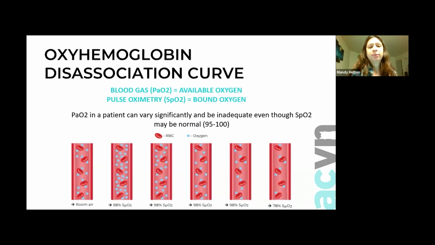We'll talk about affinity in a second, but it's also important to know that hemoglobin can also bind things like carbon monoxide. It can bind cyanide. It can turn into methemoglobin. Those things are going to read out 100% SpO2 because your hemoglobin's bound. It just isn't bound necessarily with oxygen. And methemoglobin is oxidized hemoglobin.